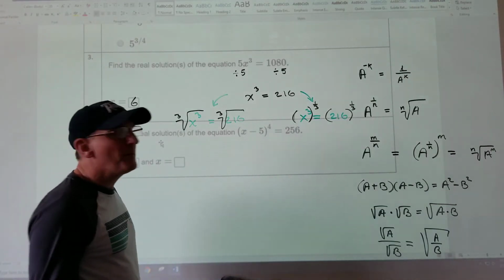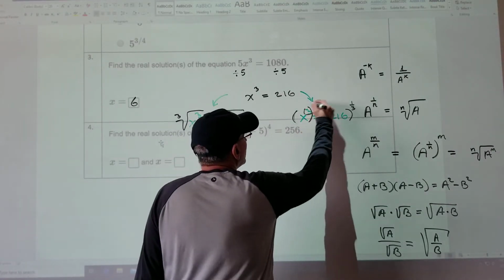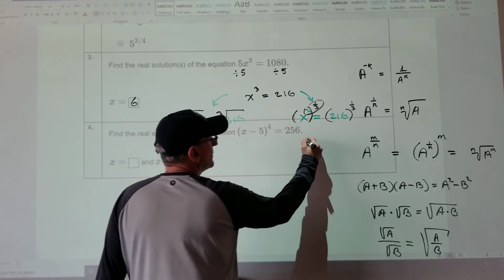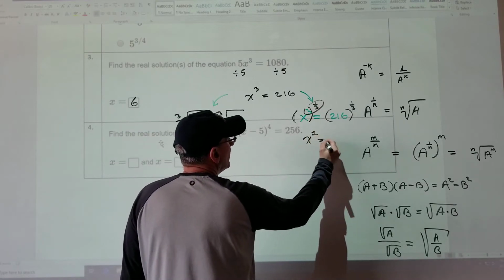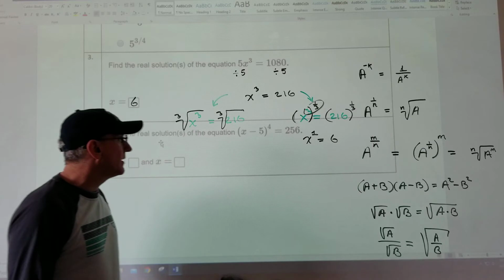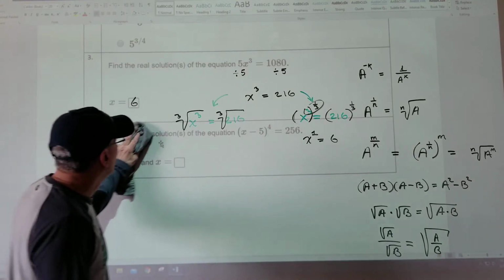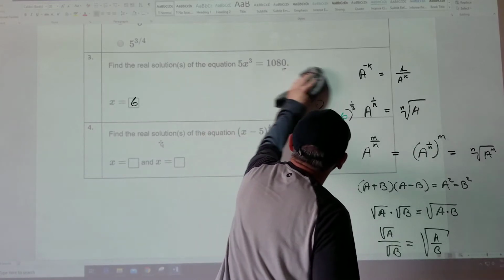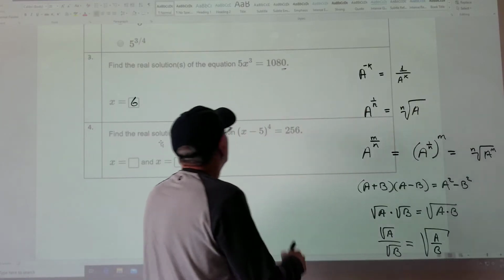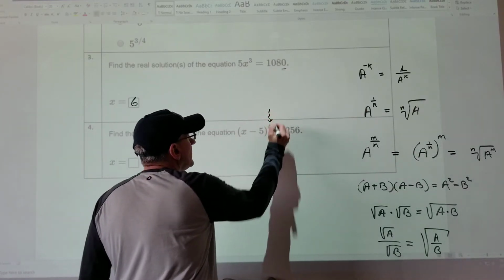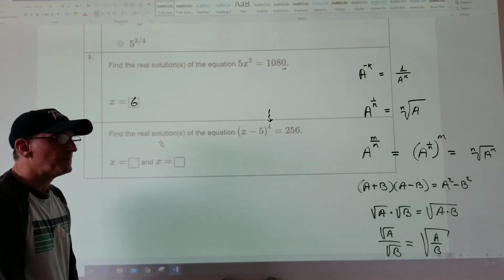Now, why the 1/3 power? Well, what's 3 times a third? That's 1. So essentially what you have on the left is x to the first. And then on the right, if you need to, get a calculator and it'll give you that 6. All right? This next problem is a little different in that it's got an even power over here. So you have to be very careful.